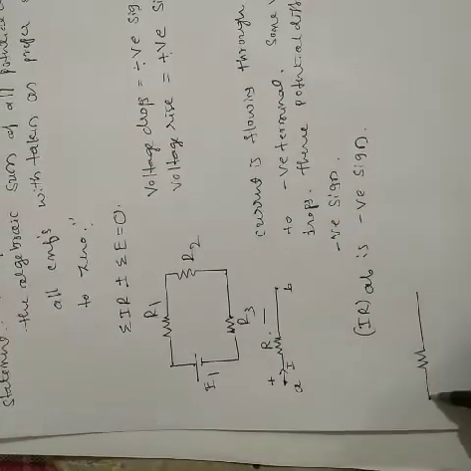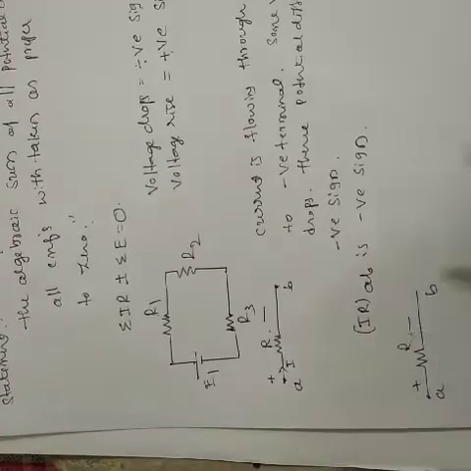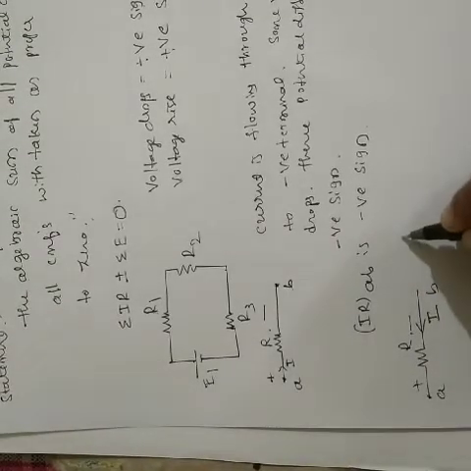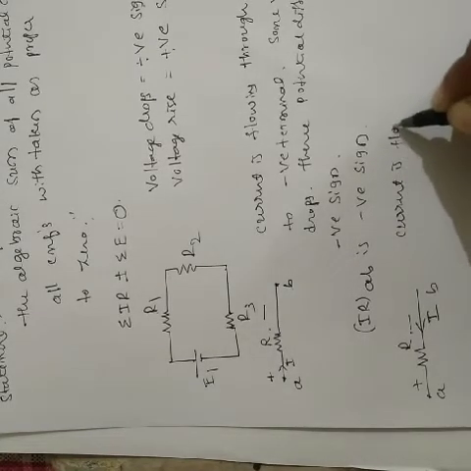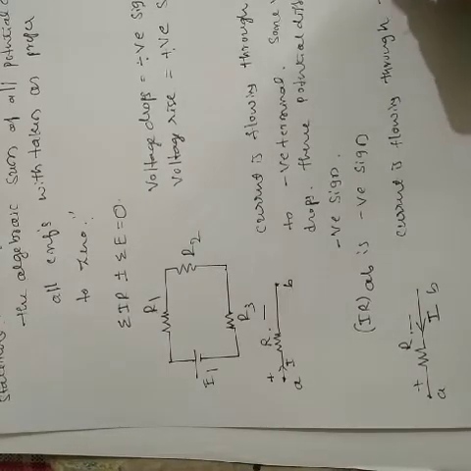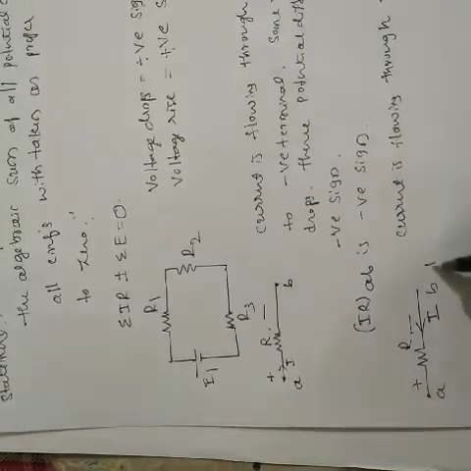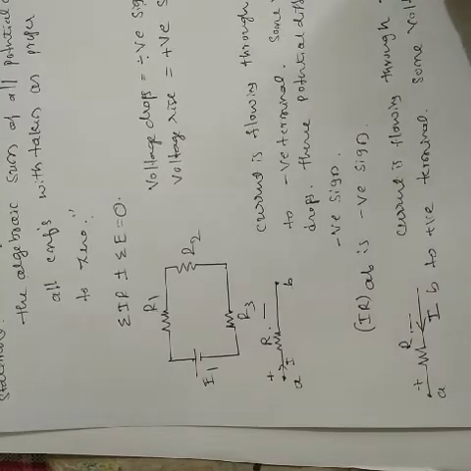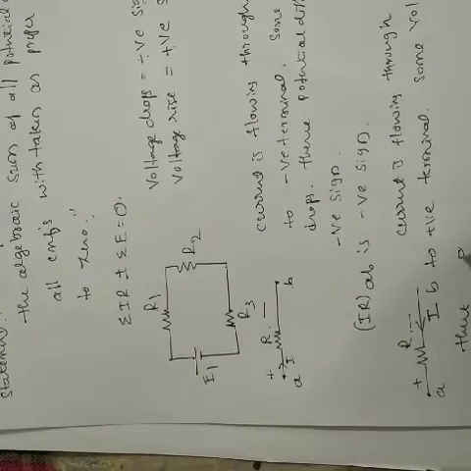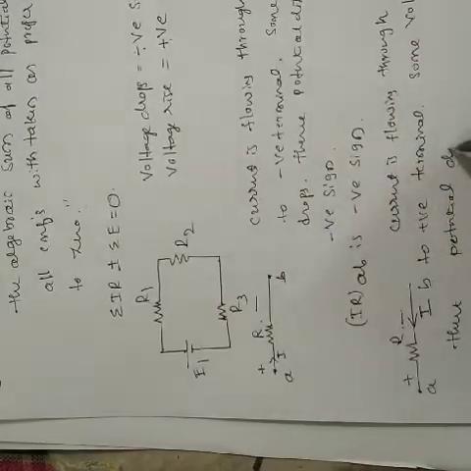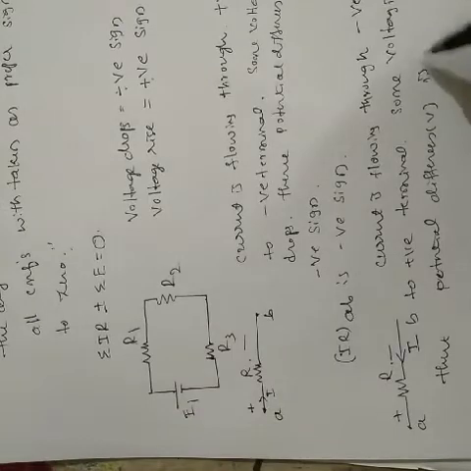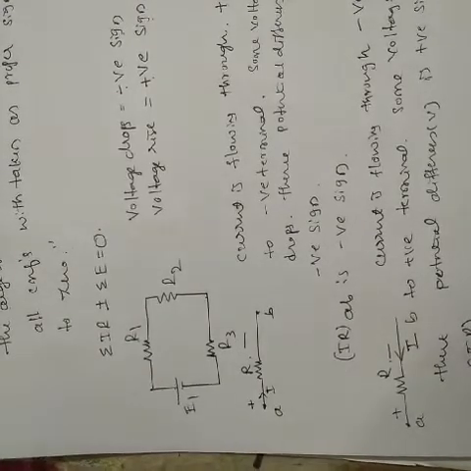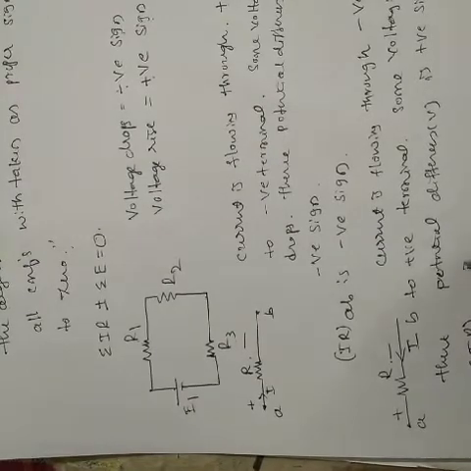If resistance is connected in between A and B having the polarities positive and negative, and the current flows from negative to positive, that is, current is flowing through negative terminal to positive terminal, some voltage rises, hence the potential difference is positive side, that is V is equal to I into R. Therefore, potential difference is equal to I into R across B and A is positive side.